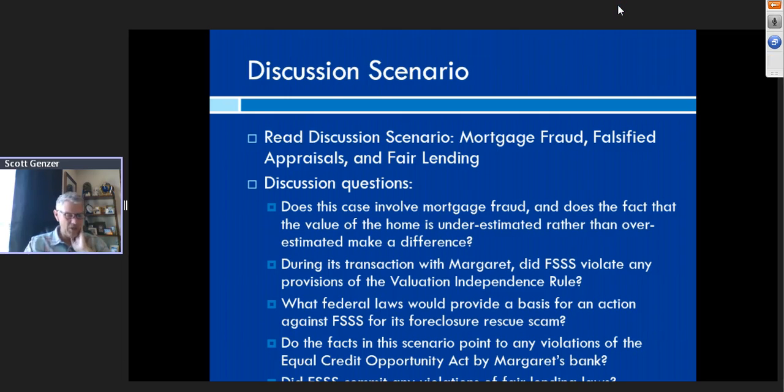So Margaret, she wants to refinance her 5/1 ARM. It rate reset, making her payments a little more unaffordable.